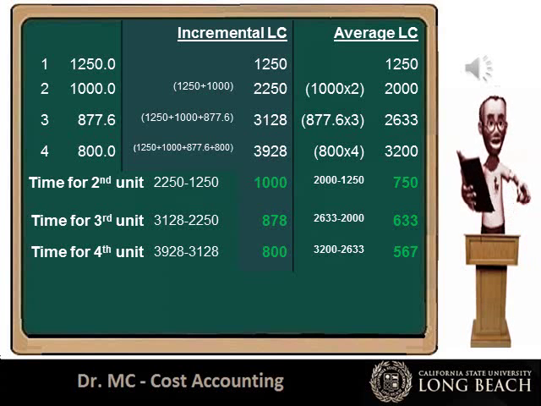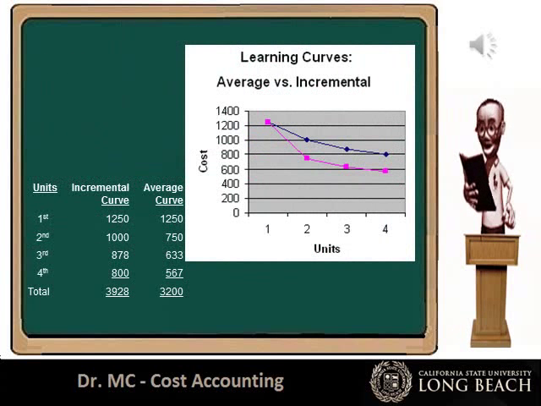This slide uses the incremental times that we calculated in the last slide and graphs them for both the incremental and average learning curves. The blue line is the 80% incremental learning curve and the magenta line is the 80% average learning curve. As you can see, the learning effect is initially greater with the average learning curve even though both lines represent 80% learning curves with the same learning curve items. This difference comes from the different interpretation given to each learning curve.